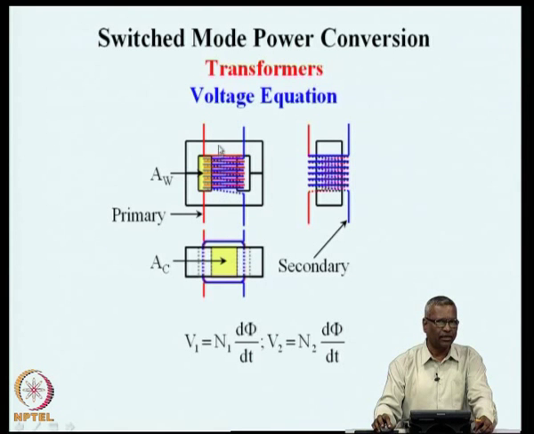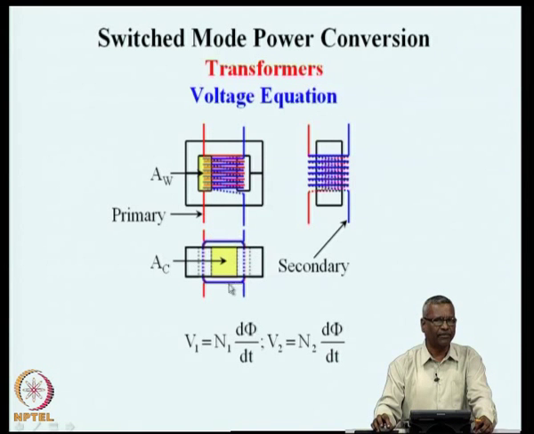So, in the central limb of the magnetic circuit, we have a flux which is denoted by the symbol phi. We can say that the primary voltage is primary turns multiplied by the rate of change of flux in the core, and the secondary voltage is the secondary turns multiplied by the rate of change of the flux in the core. And the flux in the core is the same because both primary and secondary are linking the same flux, the same limb, that is the middle limb.